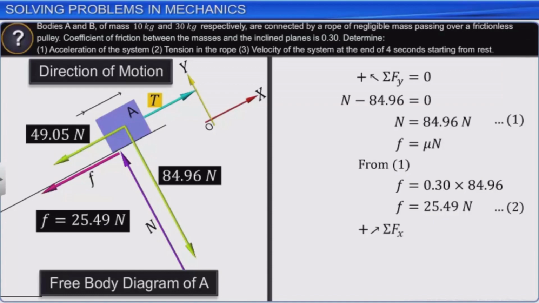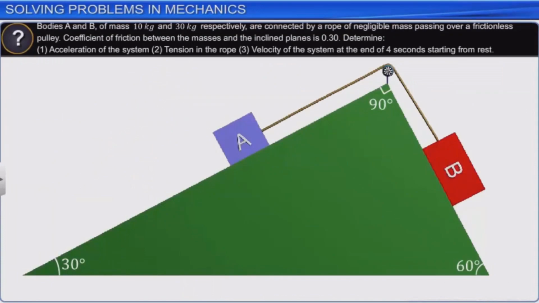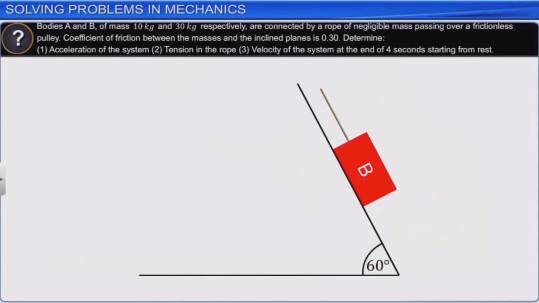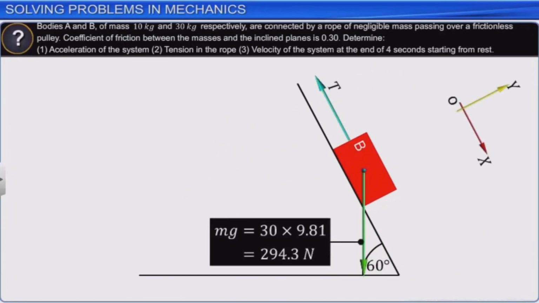Substituting values and solving, we get equation 3 as T minus 74.54 is equal to 10 times the acceleration of body A. Now consider the other part, that is, body B, and draw a free body diagram indicating the forces and a convenient coordinate system. The weight of the body B acts vertically downwards. This force can be resolved into its x and y components as mg cos theta and mg sin theta.